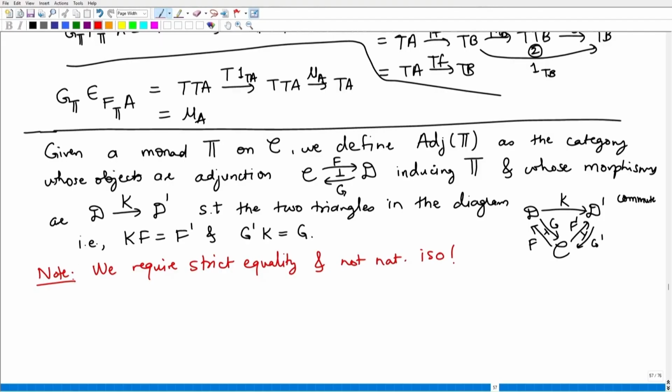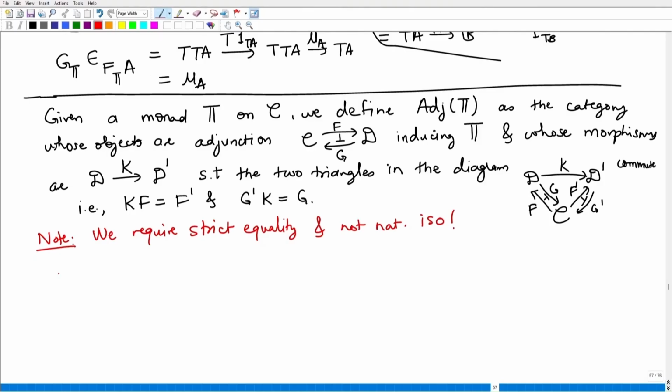Imagine what's happening here: C is the base category that's given as part of the data of T, because T consists of the endofunctor T from C to C and two natural transformations. So therefore we want this functor, the morphism between these adjunctions, to commute with both left and right adjoints at the same time. Okay, so now we have obtained a category.